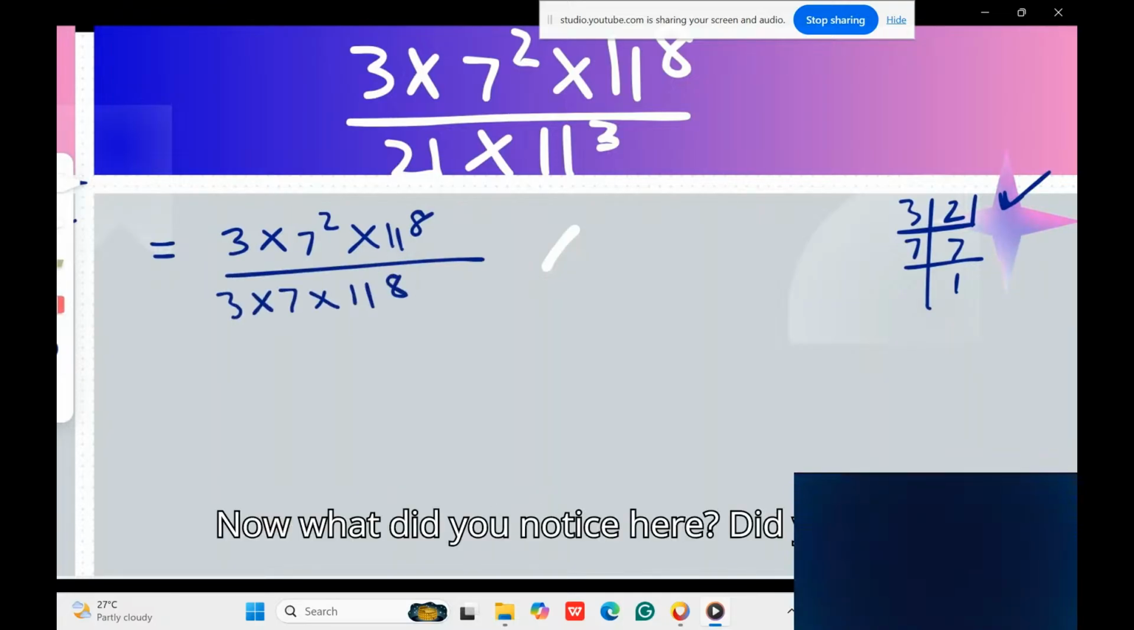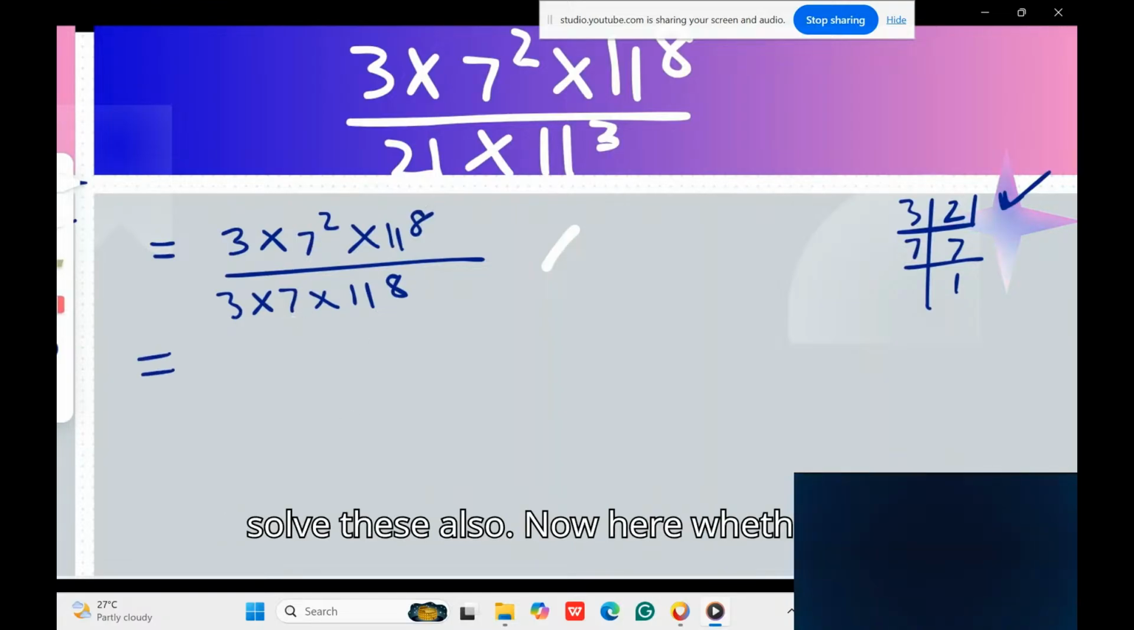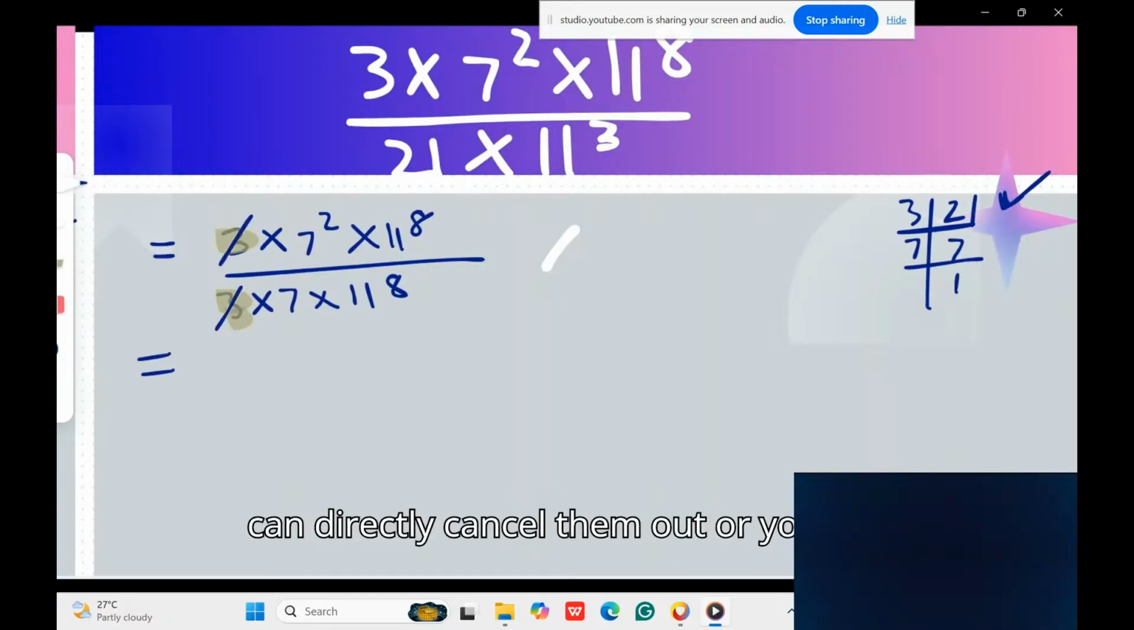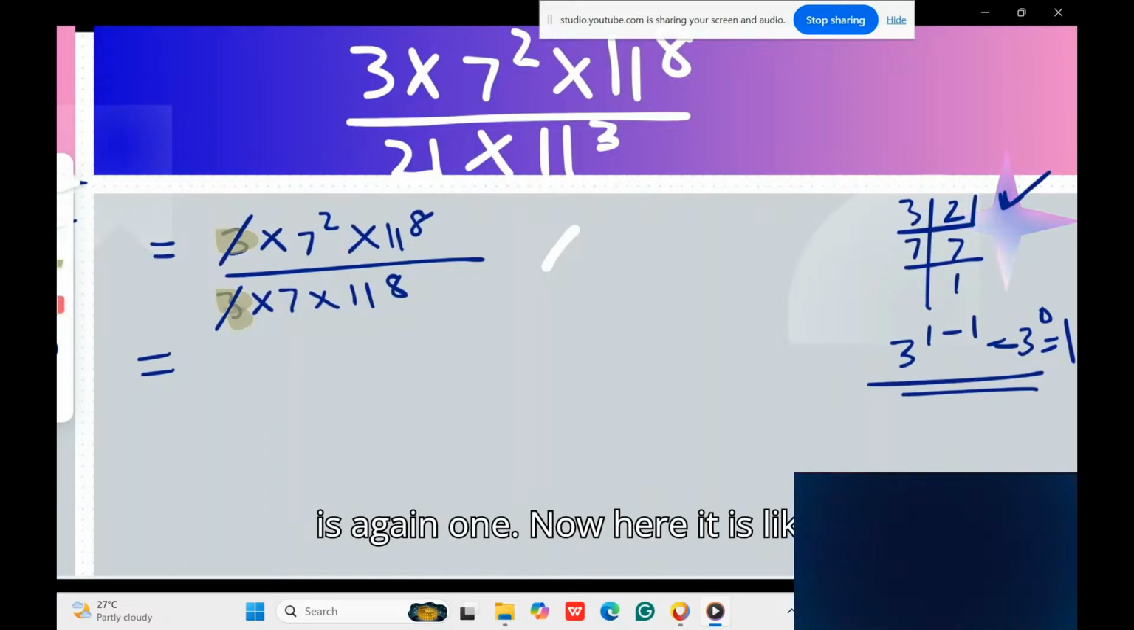Now, what did you notice here? When we broke down 21 as the product of these two prime numbers, 3 and 3 are common here, and then 7 and 7, we can solve them. Whether I'm solving for the 3 first, there are two ways: you can directly cancel them out, or you can write 3 raised to the power 1 minus 1, equal to 3 raised to the power 0, which is again 1. Now here it is consuming some extra time, so I am directly cancelling them out.